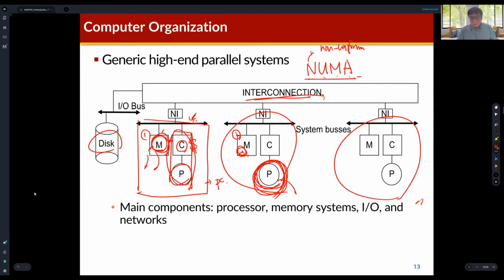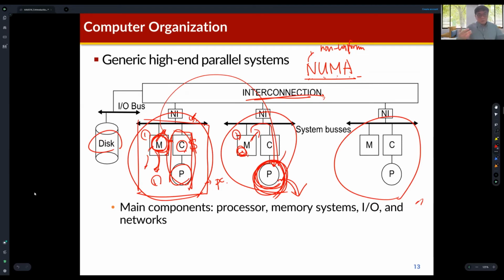So if this processor accesses the data in this memory number 2, then it can access the data very quickly because it's connected to this local interconnection. How about the data in this memory number 1? It is located in this processor. So in order to access this data in this memory, it will take a very long time.